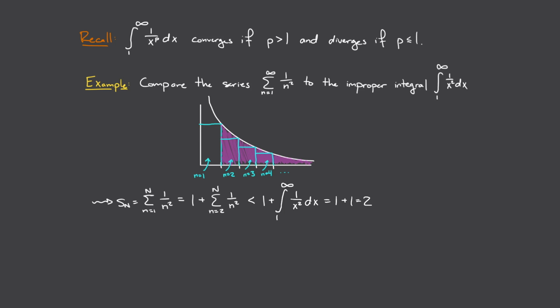So, what we found is that all of the partial sums are bounded above by 2. More than that, though, the sequence s sub n is increasing, since all of the terms of the series are positive. Therefore, the sequence of partial sums is both increasing and bounded. And it's a fact that all bounded increasing sequences converge. Therefore, the series also converges, just like we wanted.